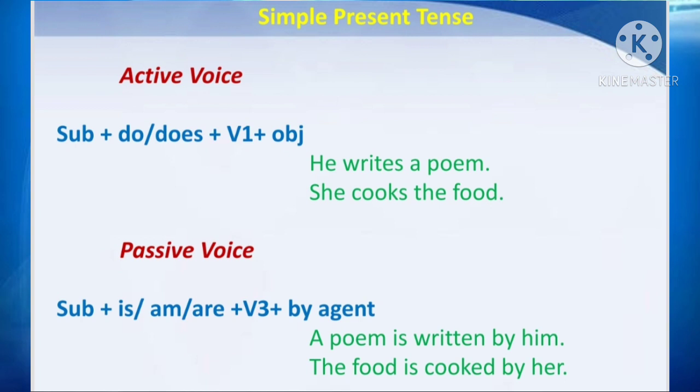The next sentence, in active voice, the sentence was like this. She cooks the food. The food is the object. So when you change it into passive voice, the object will become the subject. So the food is the subject here, is cooked. Cooked is the past participle or V3 form of the verb cook. And plus by agent, that is by her. So you will get the sentence like this. The food is cooked by her.